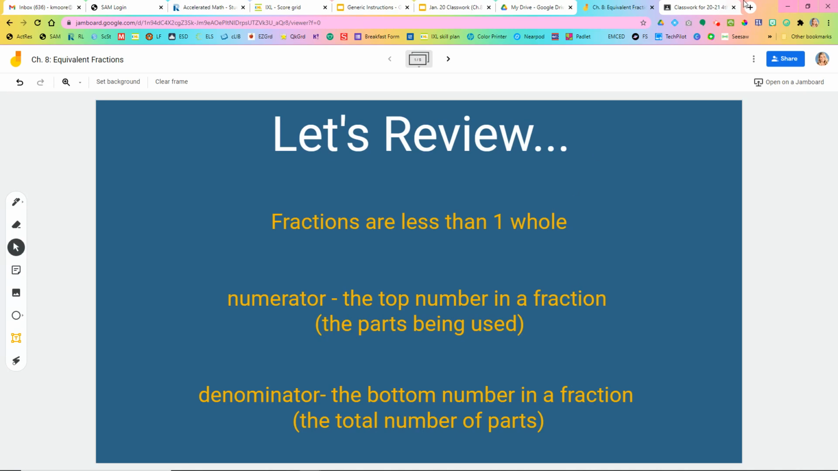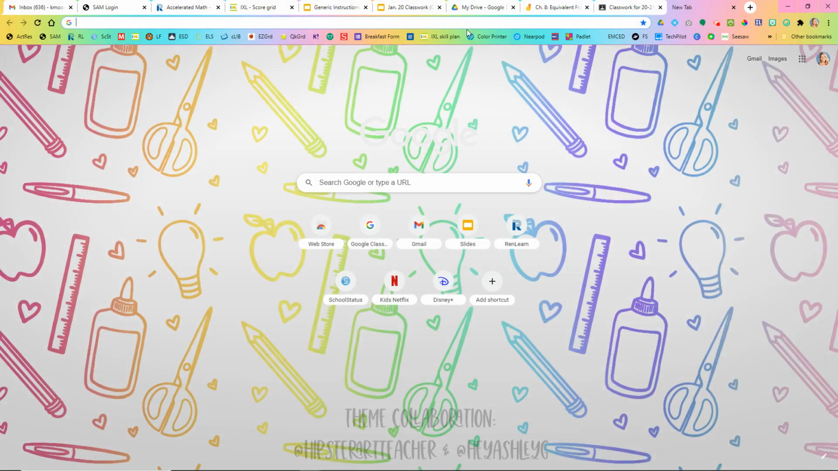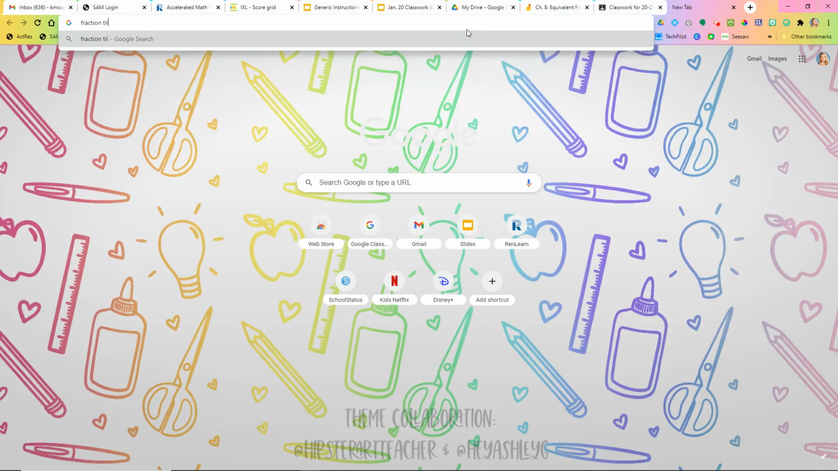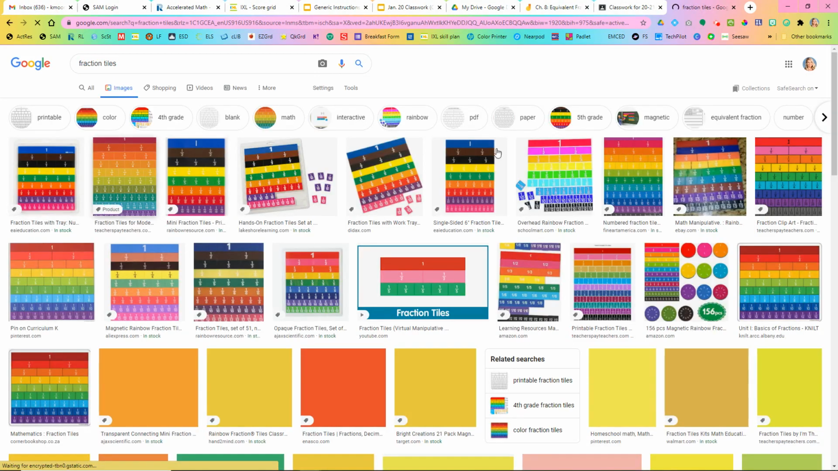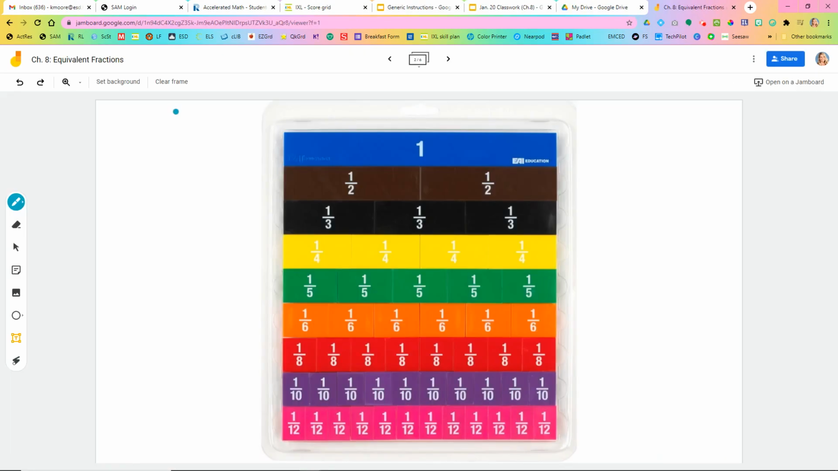And on that other video, let me pull this up really quickly. They talked about fraction tiles. So with what we know about fractions, we know that they are less than one whole. Now, your denominator is going to tell you how many pieces that whole has been split into.